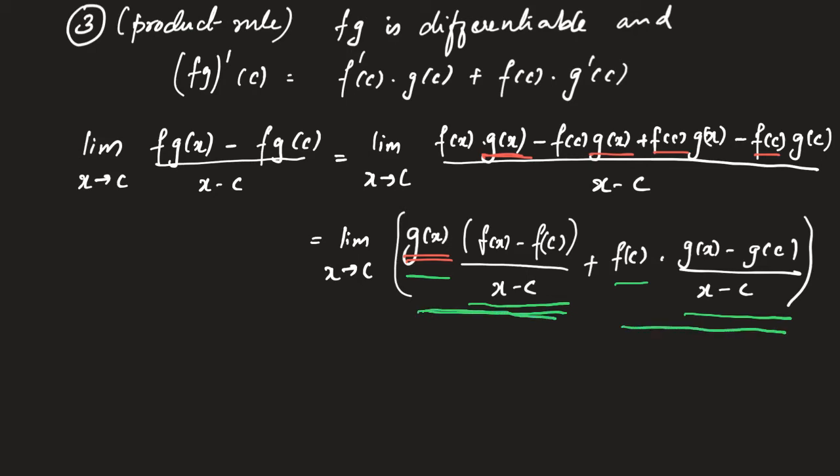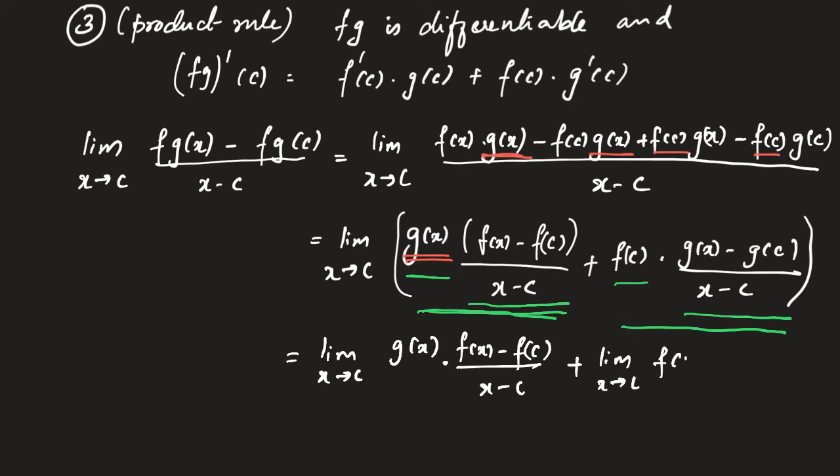So using limit theorems, I can first write this is equal to the limit x tends to c of g of x into f of x minus f of c by x minus c plus the limit x tends to c of f of c into g of x minus g of c by x minus c. Let me just clean this a little bit.